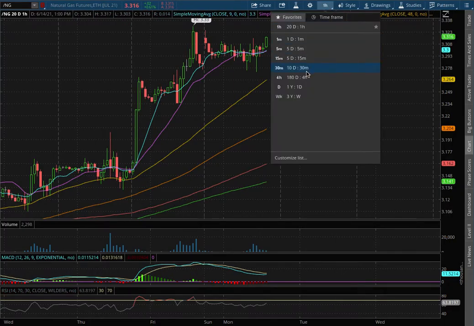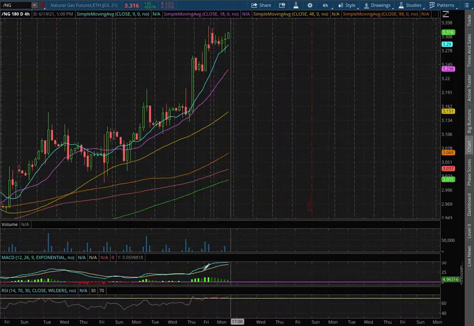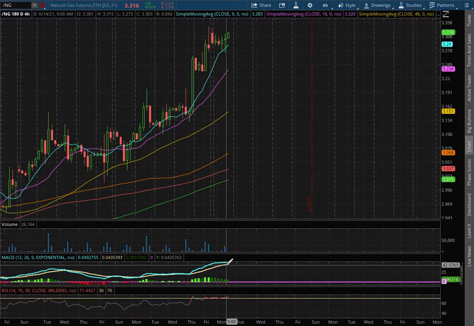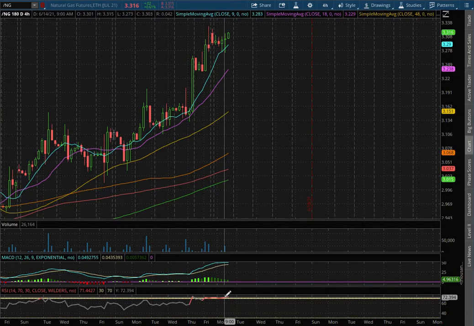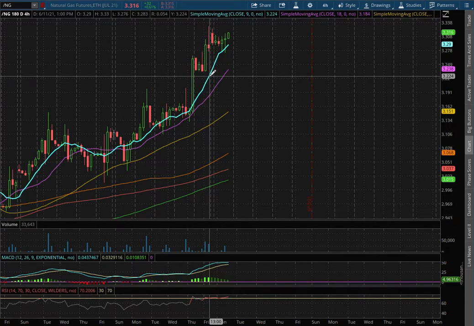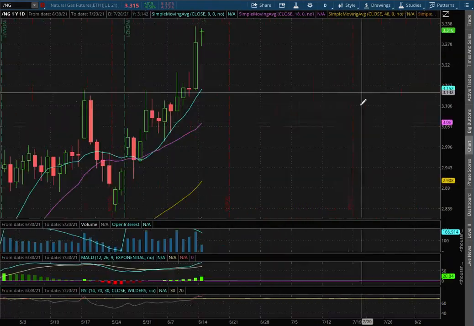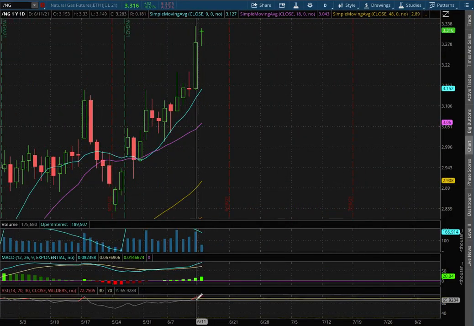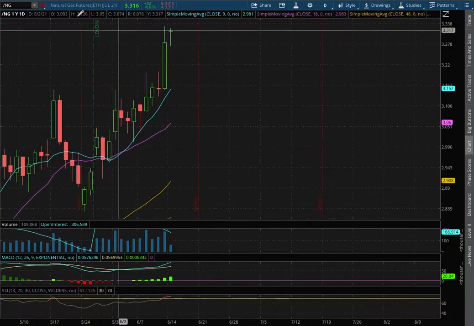levels with the RSI. As with the 4-hour chart, we still remain in positive MACD, and we're seeing signs of a divergence. We're at overbought levels with the RSI, and we did bounce right off the 9 moving average, this blue line, currently at a price of $3.29. With the daily chart, we remain in positive MACD and at overbought levels with the RSI.